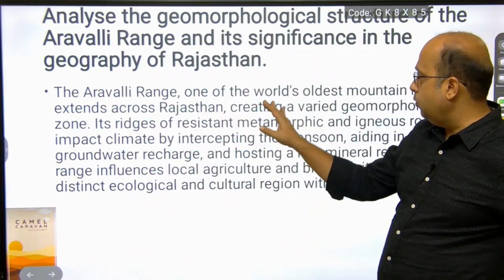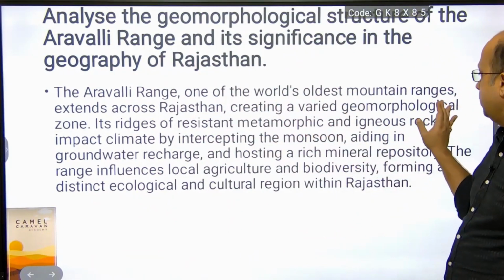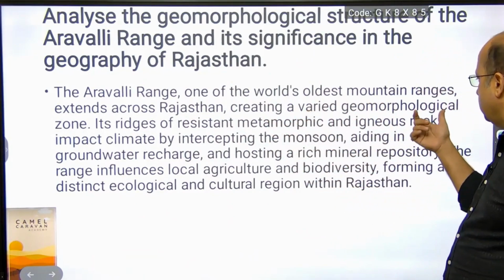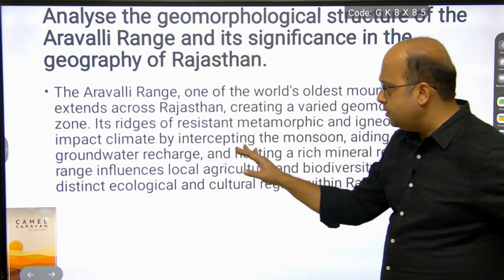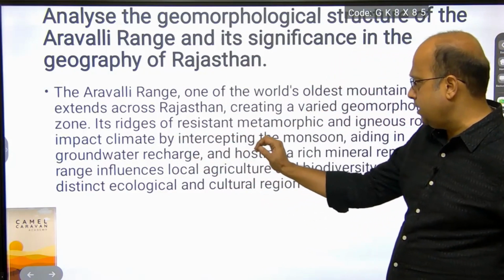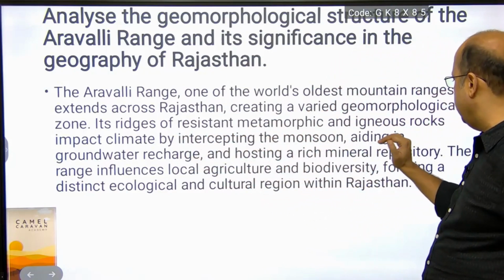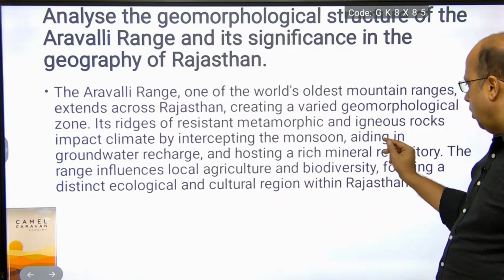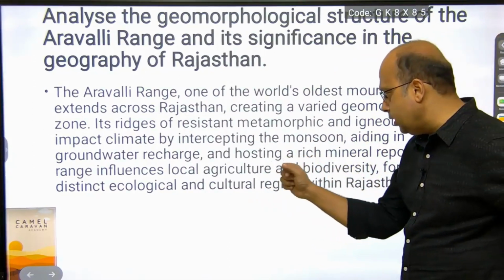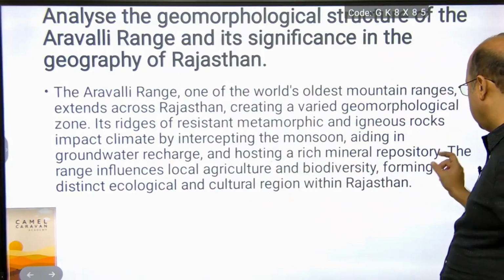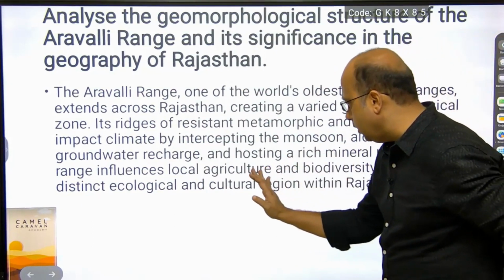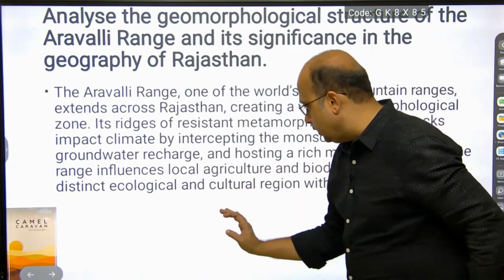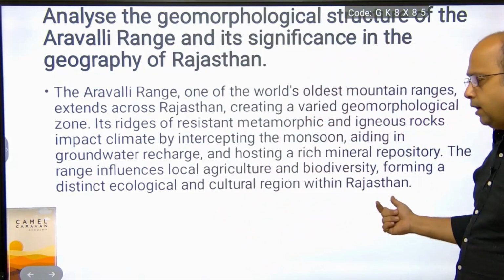So the Aravalli range, one of the world's oldest mountain ranges, extends across Rajasthan, creating varied geomorphological zones. Its ridges of resistant metamorphic and igneous rocks impact climate by intercepting the monsoon, aiding in groundwater recharge and hosting a rich minerals repository. The range influences the local agriculture and biodiversity, forming a distinct ecological and cultural region within Rajasthan.